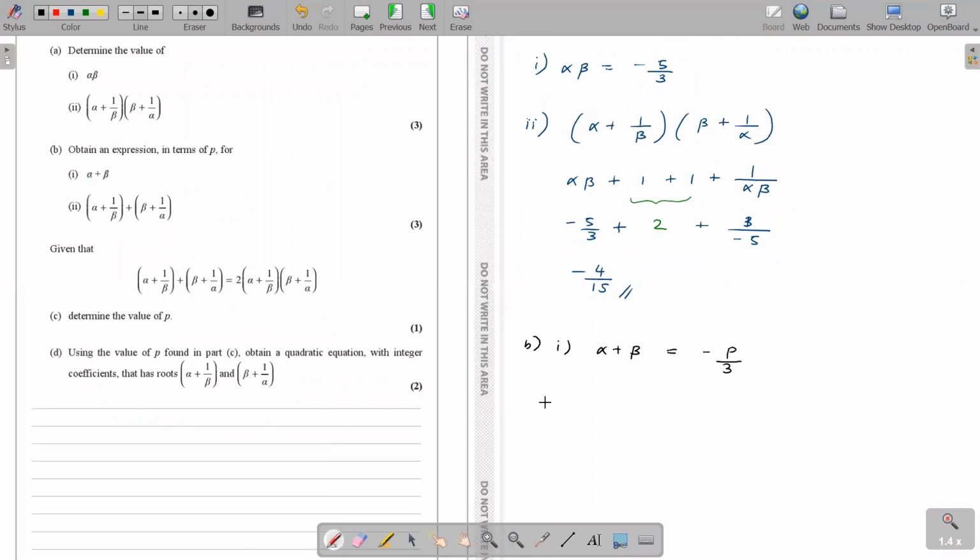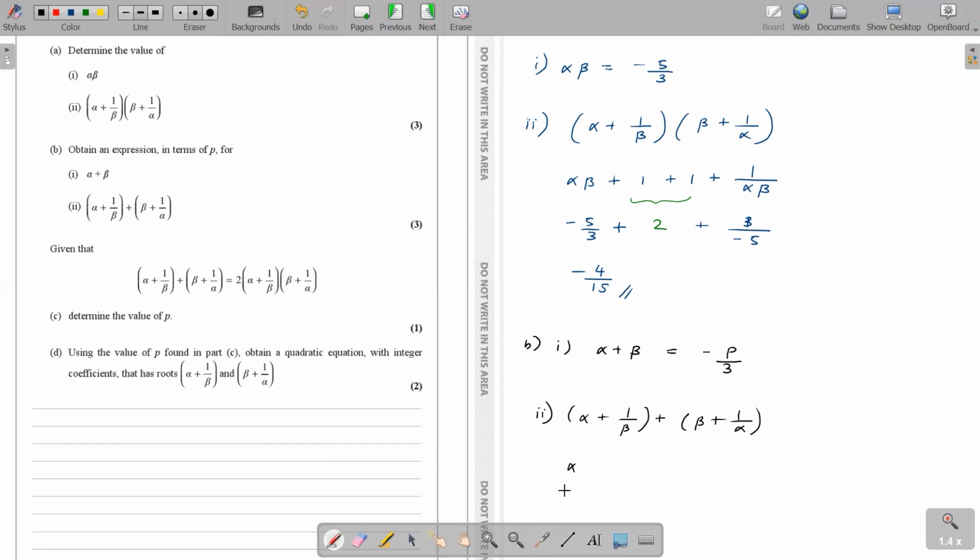Okay, then Roman number 2. You have to add alpha plus 1 over beta with beta plus 1 over alpha. How much is the answer? So first you have to separate them out, right? So you can see in the middle you have a plus sign. Do we need to expand the brackets? No, the brackets are already in the simplest form.